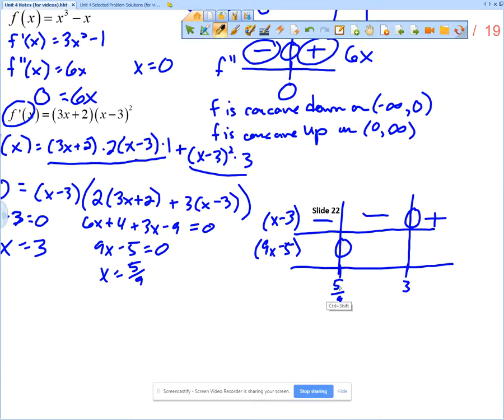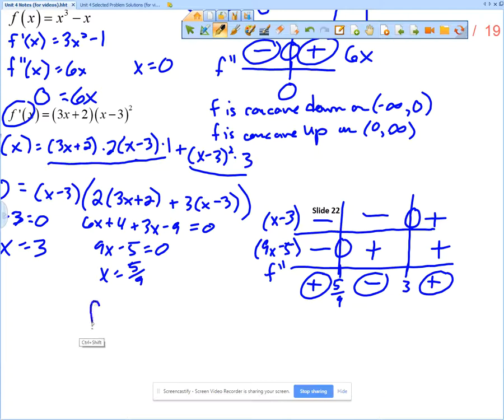All right, number to the left of 5/9, like 0. 9 times 0 minus 5 is negative. Number to the right of 5/9, like 1. 9 times 1 is 9 minus 5 is positive. All right, and so the second derivative is going to be a negative times a negative, which is positive, negative times a positive, which is negative, and a positive times a positive, which is positive.